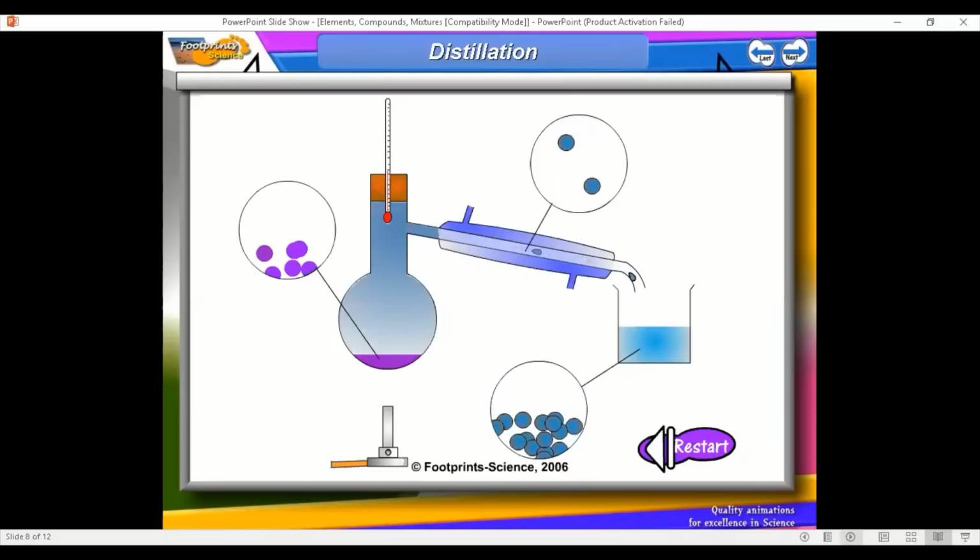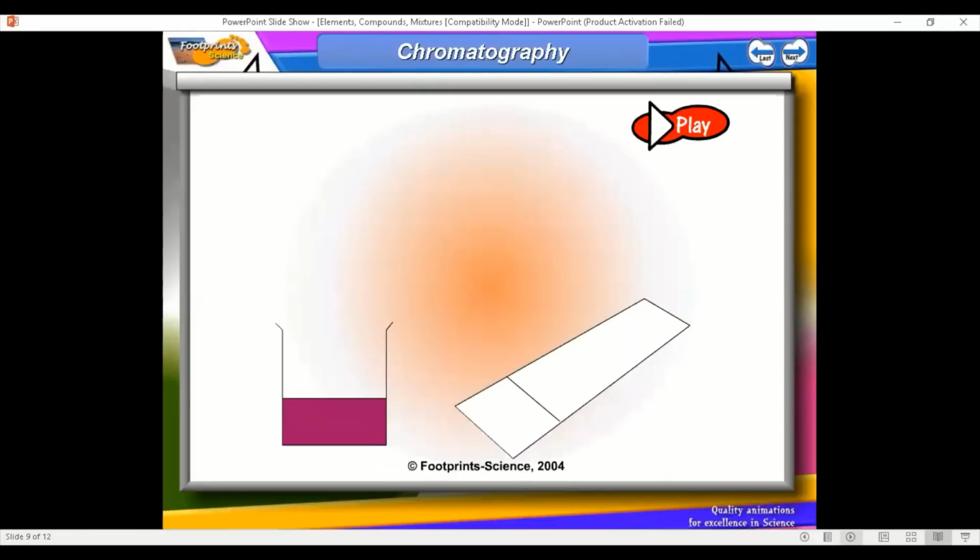I think, without looking at books, you haven't actually drawn this apparatus. And I've shown you how it works. But this is a really good description. Chromatography, is that familiar to you? Should be, we did it on the science day.